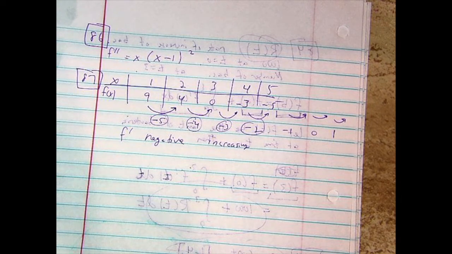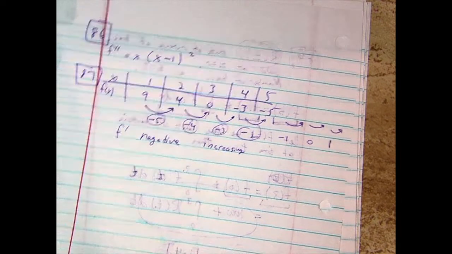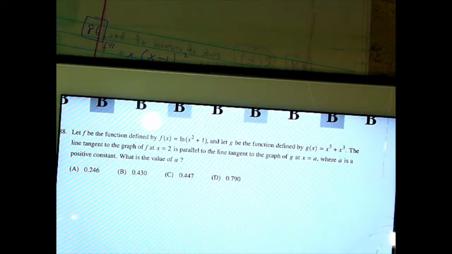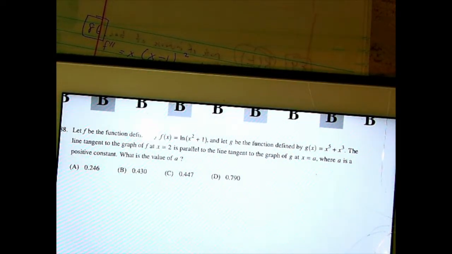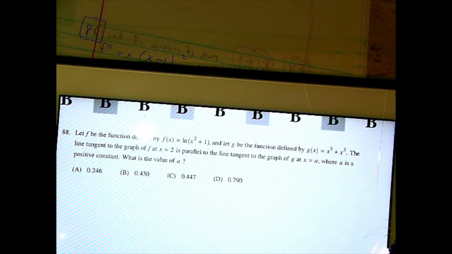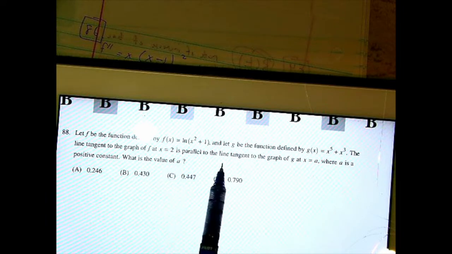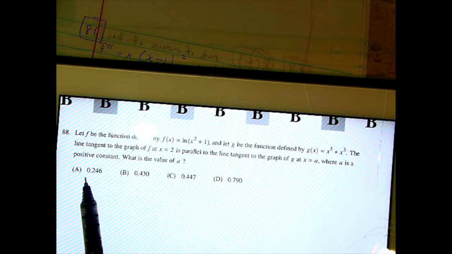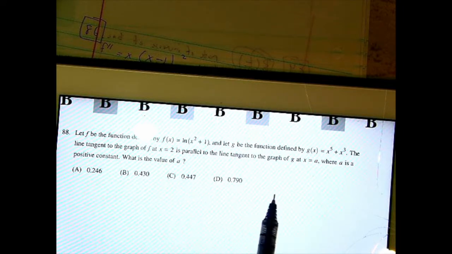Let's have a look at number 88. It is a question about the equation of the tangent line, it looks like. It says, let f be the function defined by f of x equals natural log of x squared plus 1. Let g be the function defined by g of x equals x to the 5th plus x to the 3rd. The line tangent to the graph of f at x equals 2 is parallel to the line tangent to the graph of g at x equals a, where a is a positive constant. What is the value of a?